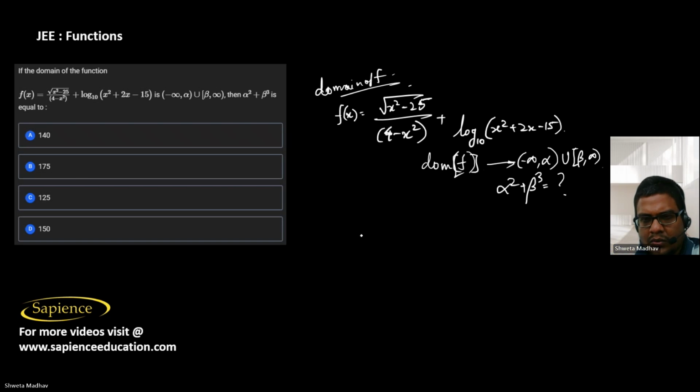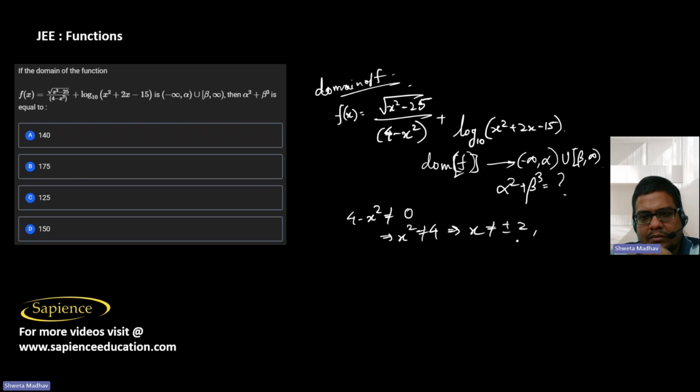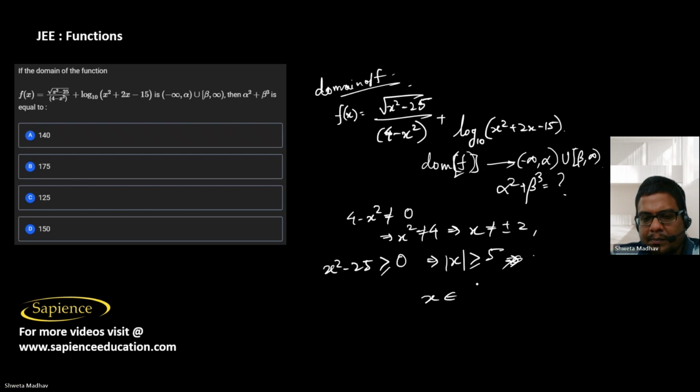Okay. So now 4 minus x square should not be equal to 0, so x square should not be equal to 4. It means x should not be equal to plus or minus 2. And also x square minus 25 should be greater than or equal to 0, so it means mod x should be more than or equal to 5. So x should belong to minus infinity to minus 5 union 5 to infinity, but except minus 2 and 2.